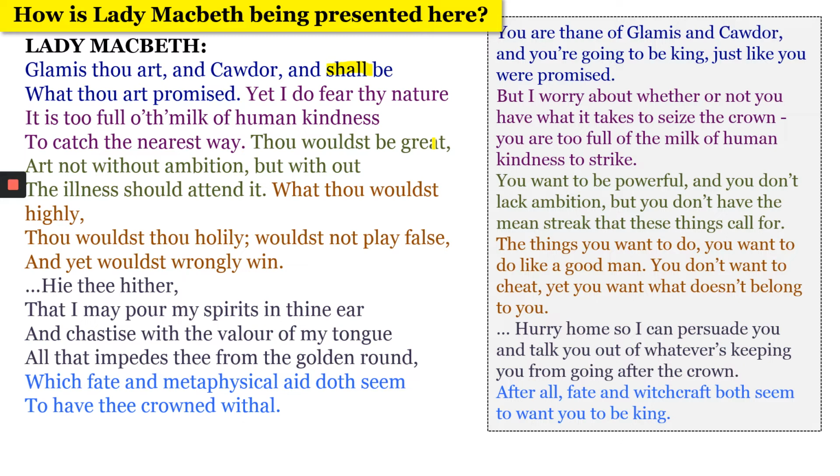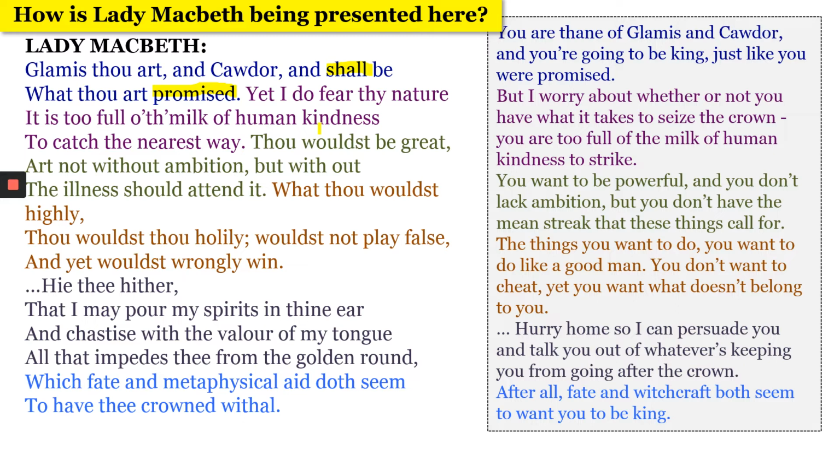Also, as I mentioned earlier, she uses this word promised. That seems to suggest that she feels like the Scottish throne is now something which is owed to Macbeth in some way, which isn't really what the witch has said at all.